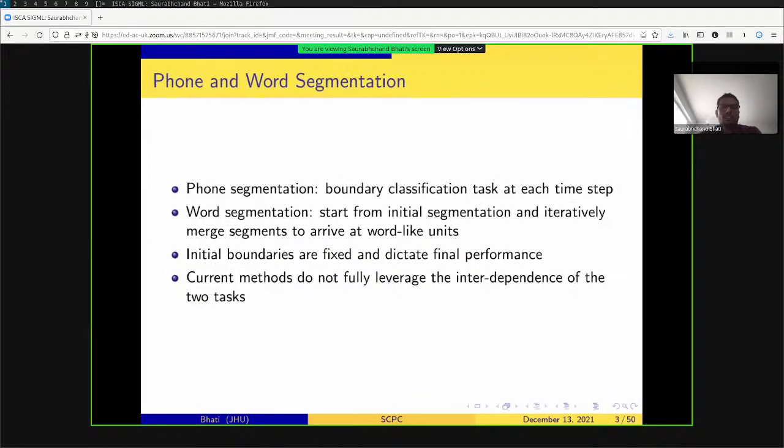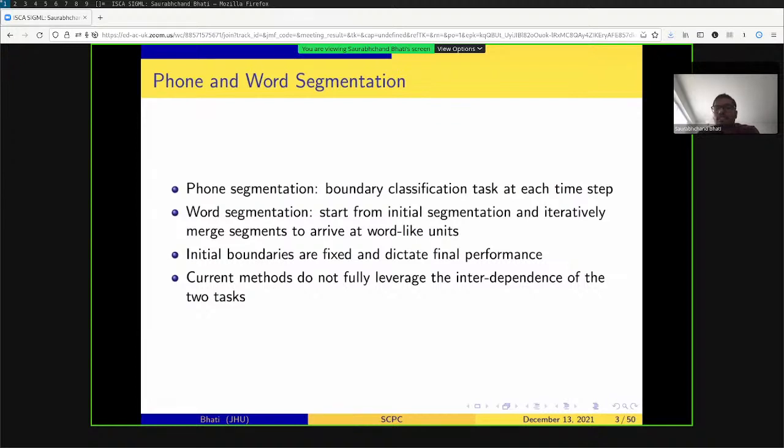And so the current methods for phone segmentation define the task of phone segmentation as boundary classification at each time step. For example, you can have an RNN which tries to predict the next frame from the previous frame, and if the prediction error is higher than a predefined threshold, then you define it as a boundary. Or you could track the forget gate in an LSTM, and whenever the norm of the forget gate is higher than a predefined threshold, you classify it as a boundary. So typically you define phone segmentation as boundary classification at each time step.